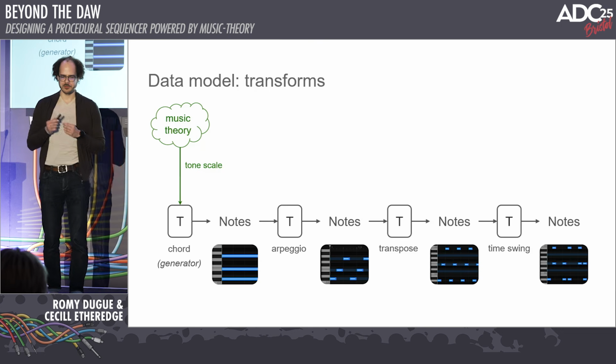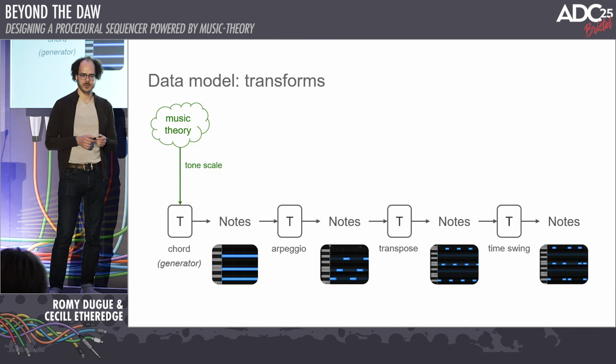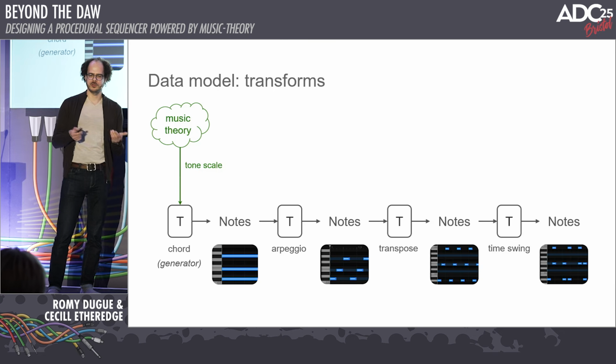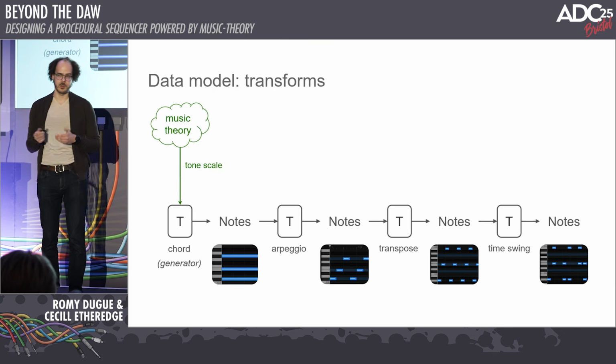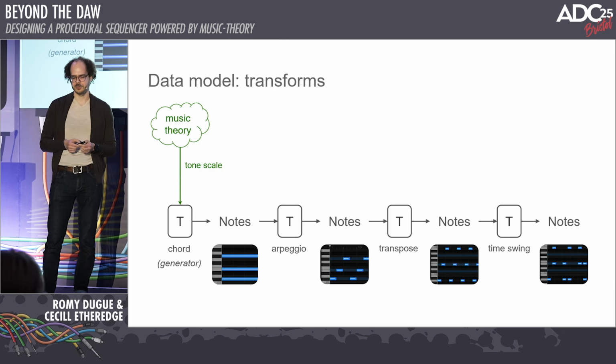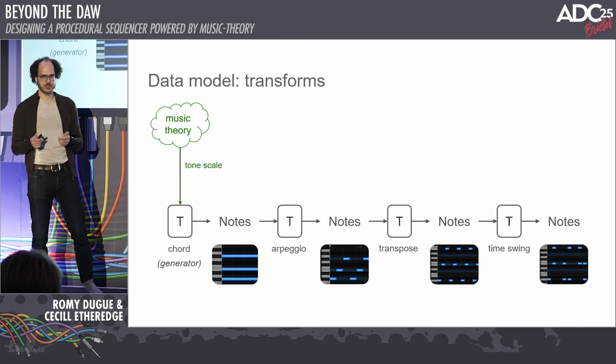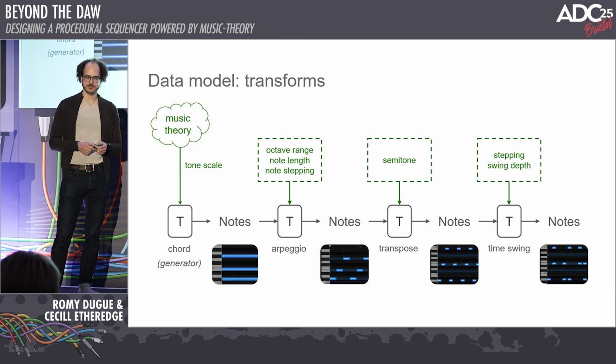So we have a generator transform that connects to an over-encompassing system now that we have. And this system has a little bit more, well, much more knowledge about music theory, tone scales, harmonic progressions and such. And we feed that information into the first transform. We generate the chord and we do all the rest.